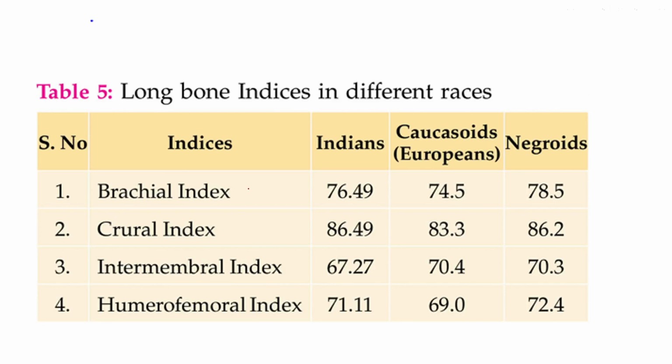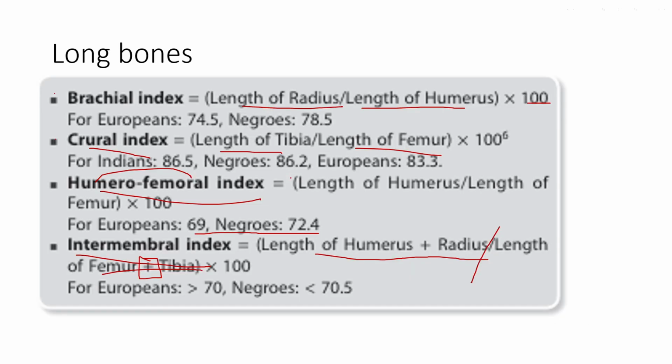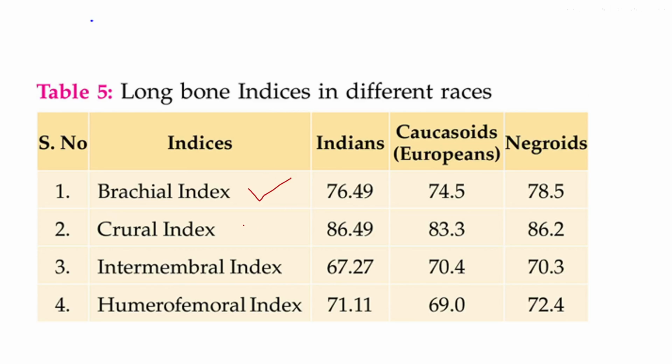These are the brachial index, where we take the ratio of the radius to the humerus. The crural index, where we take the ratio of the tibia to the femur. The humerofemoral index, where we take the ratio of the humerus to the femur. And the intermembral index, where we combine both the brachial and crural indices.